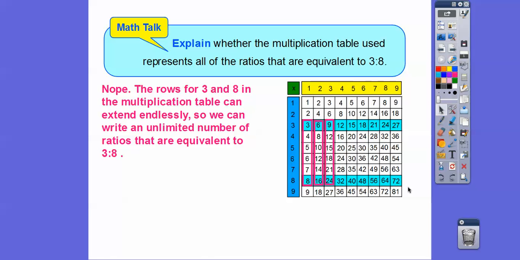So the rows for 3 and 8 in the multiplication table can extend forever, endlessly. So we can write an unlimited amount of ratios that are going to be equivalent to 3/8 right there.